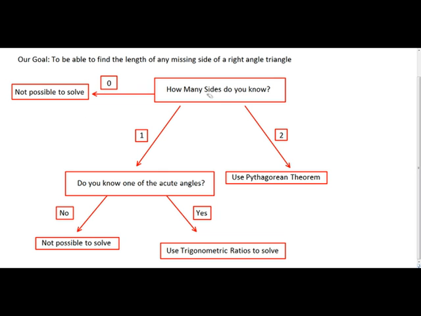How many side lengths do you know? Well, if you know no side lengths in a right-angled triangle, it's not possible to solve. If you know two side lengths in a right-angled triangle, you can use Pythagoras' theorem in order to find out what the third missing side is. So if you know one of those sides, but you don't know an angle, it's not possible to solve. But this route here of knowing one side and one of your acute angles is what trigonometry is all about. So the idea is if we know one side length and we know one of the acute angles, we can use our trigonometric ratios to solve.